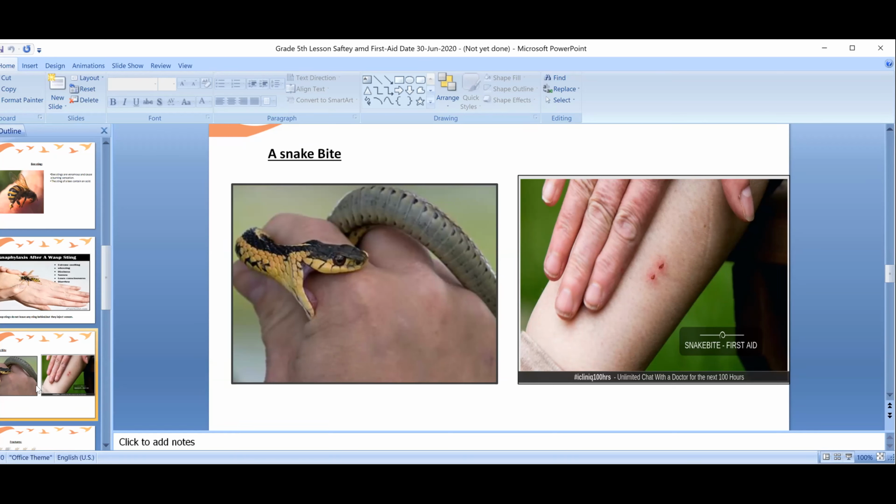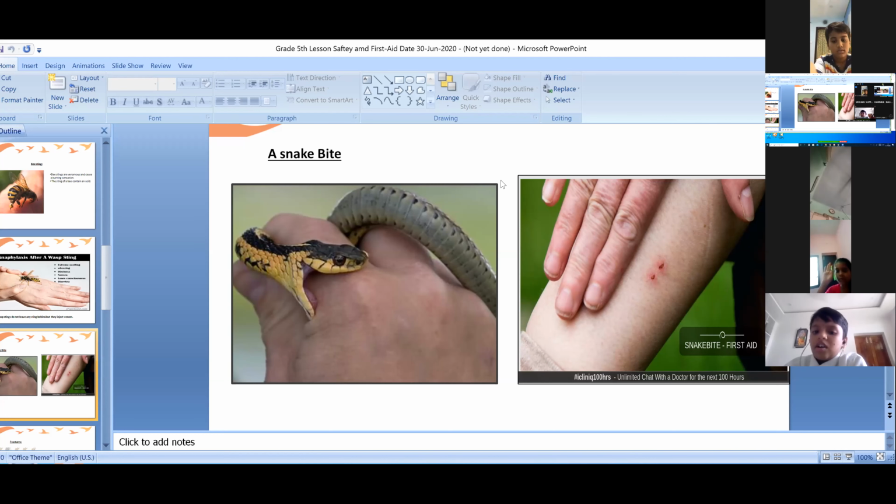Where do they usually stay, where can you find snakes, can you tell me? Just wait 1 second. Who is chatting? Yes, you can raise your hands. Yes, who all know? Tell me where you can find these snakes. Forest.